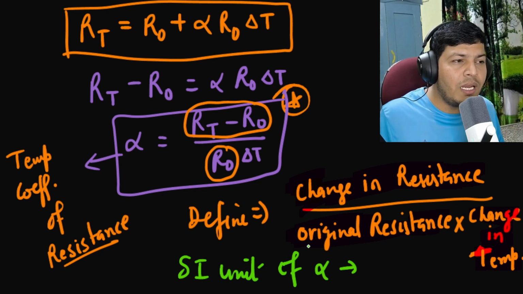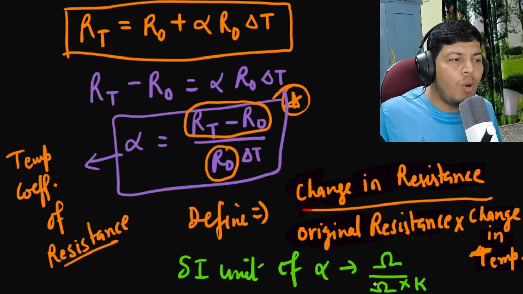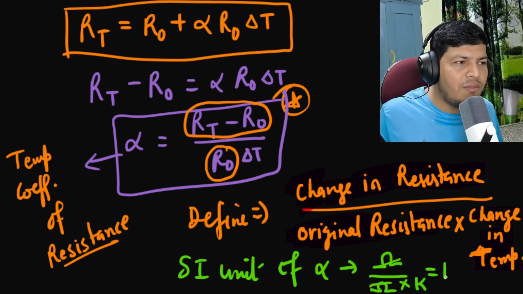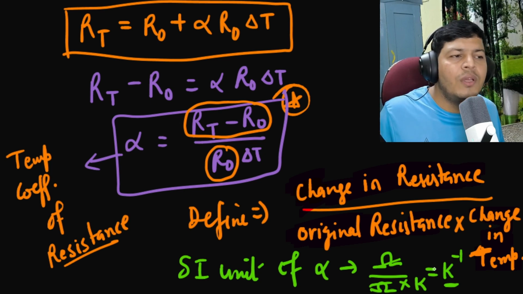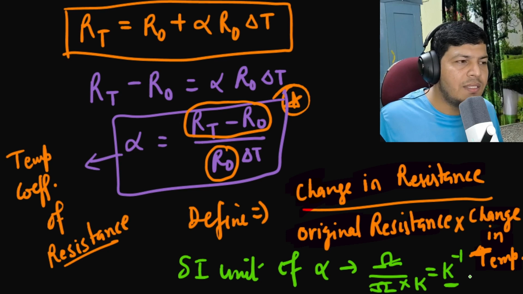You can see from the formula, the numerator has change in resistance. That will have a unit of ohm. Then in the denominator you have ohm again, because there is an original resistance, and there will be a change in temperature, and temperature will have a unit of Kelvin. So ohm and ohm will cancel each other. You will get finally Kelvin inverse. This is the SI unit of alpha, temperature coefficient of resistance.